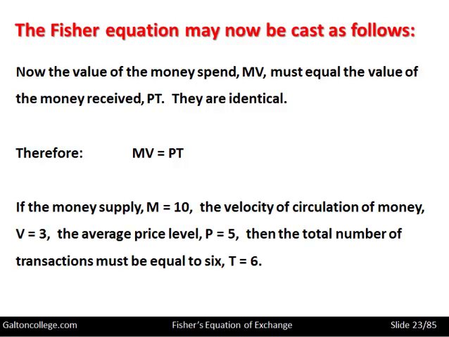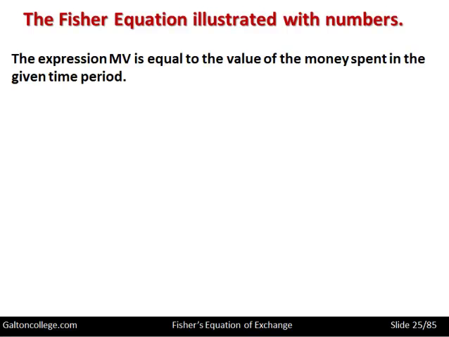If the money supply, let's say, is 10 and the velocity of circulation of money is equal to 3, the average price level, let's say, is 5, then the total number of transactions must be 6. If you just substitute those in there, you'll see that's correct. MV, 10 times 3, which is 30. PT, 5 times 6, which is 30. The expression MV is equal to the value of money spent in a given time period. So it's, let's say, 10 times 3, which is equal to 30.